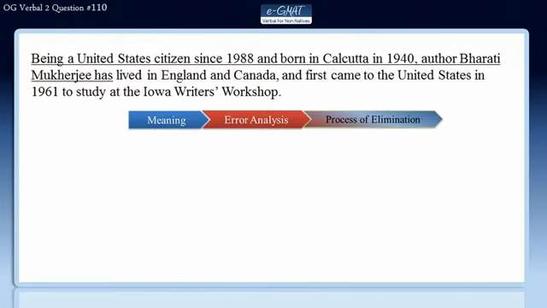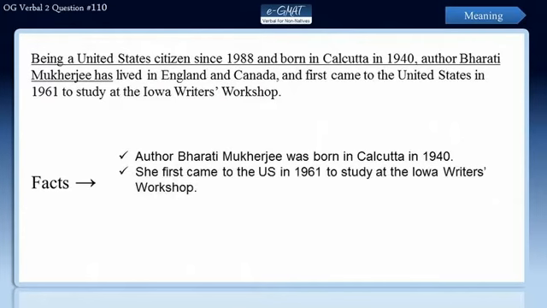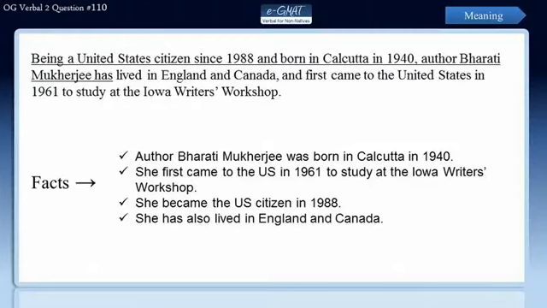This sentence presents a few facts. It says that author Bharati Mukherjee was born in Calcutta in 1940. She first came to the US in 1961 to study at the Iowa Writers' Workshop. She became a US citizen in 1988. Author Mukherjee has lived in other countries as well, including England and Canada.